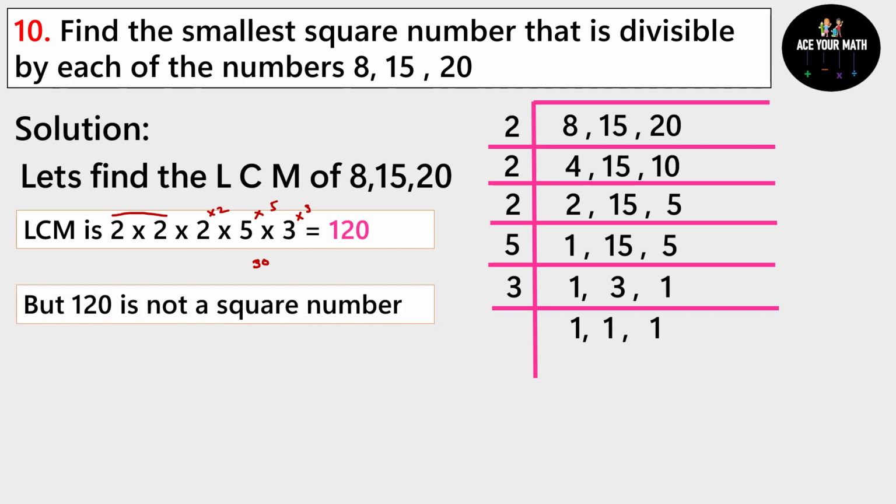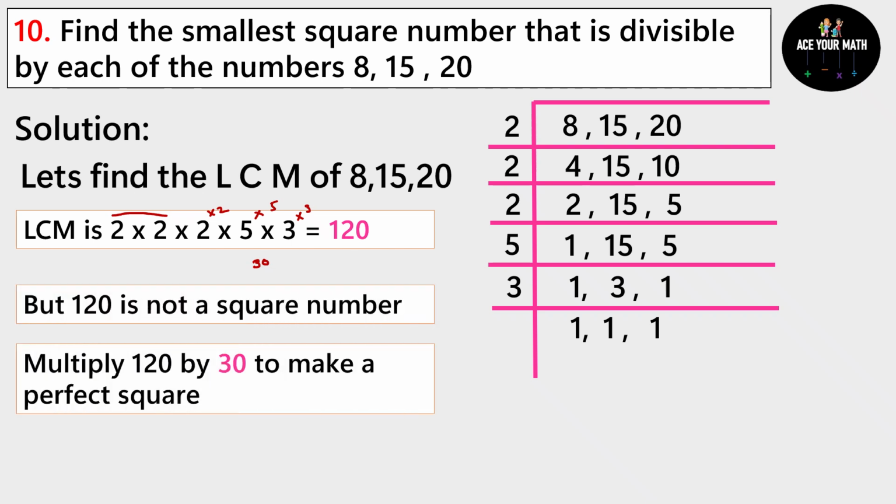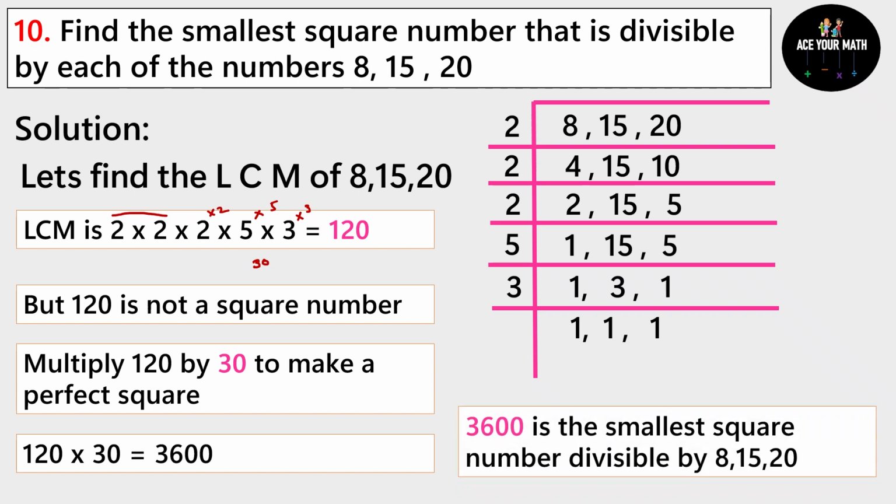So we will multiply this whole term by 30. Why? Because 120 is not a perfect square. When you multiply 120 by 30, what do you get? 3600. And 3600 is divisible by all these three numbers. It is divisible by 8, it is divisible by 15, and it is divisible by 20 also. Right? So you can say 3600 is the smallest square number divisible by 8, 15 and 20.